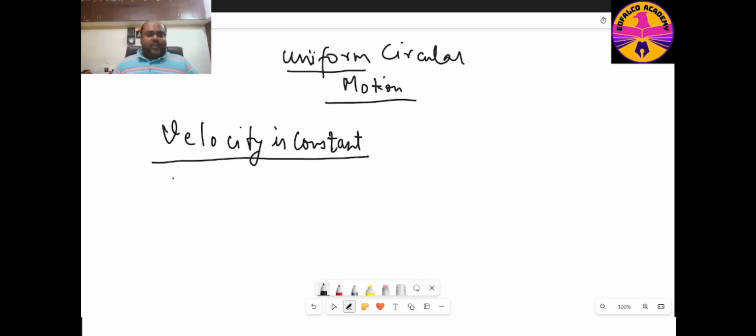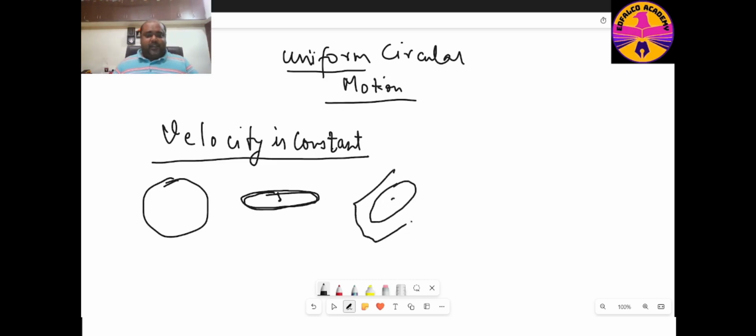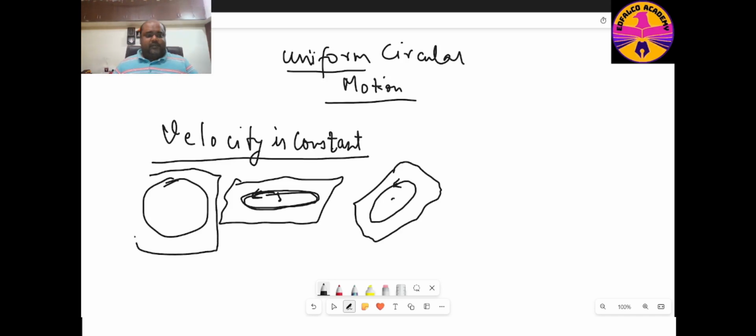Now, this circular motion can happen in any plane, right? It can happen in, let's say, a vertical plane like this, or it can happen in a horizontal plane like this. This is also circular motion in a horizontal plane, or it can happen in any other plane as well, right? Suppose this is my plane, and the circular motion is happening like this. Same way, if suppose this is my horizontal plane, the circular motion is happening like this, or it can be a vertical plane as we have seen.